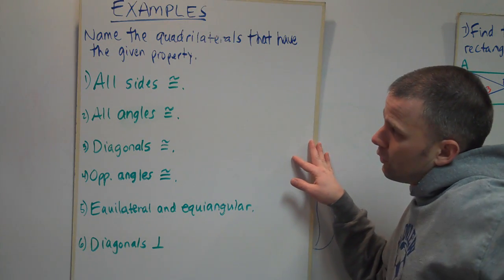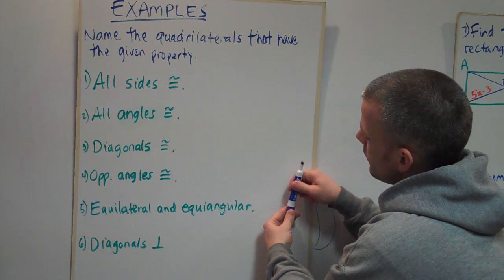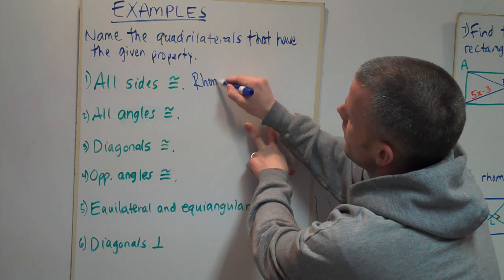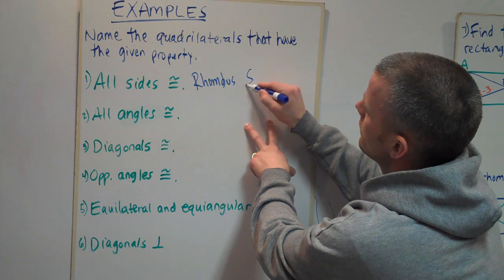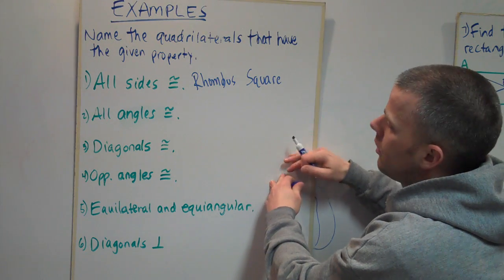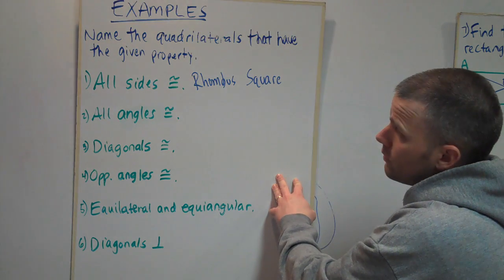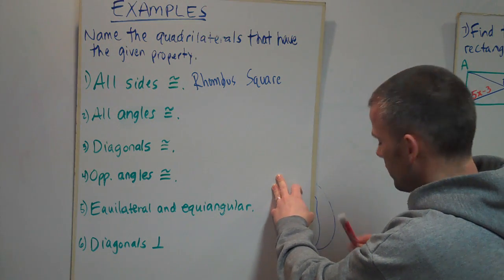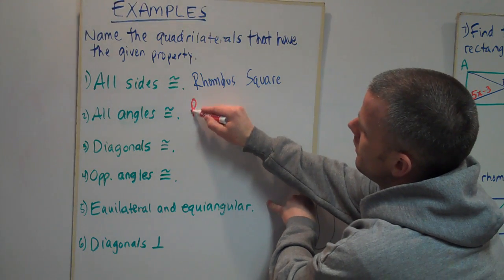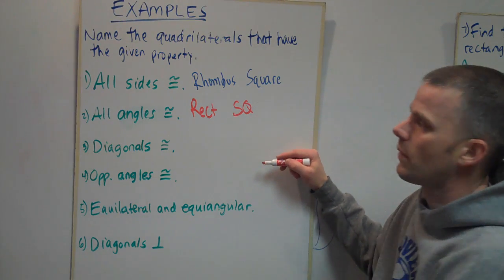So, all sides congruent. That would be 2 of our quadrilaterals being the rhombus and the square. All angles congruent. Well, that's 2 other quadrilaterals that we've been looking at here. And that would hopefully be the rectangle and the square.